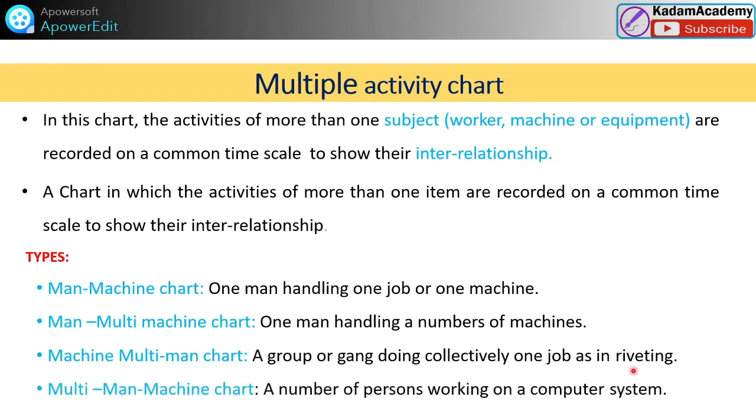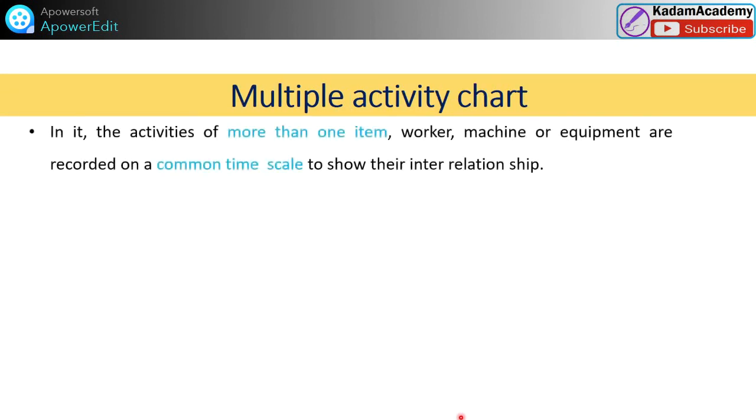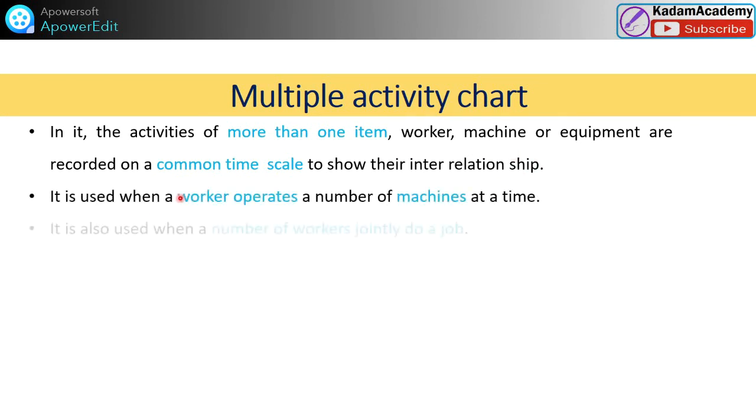Okay. Multi-man machine chart means what? Multiple men, and also machines are multiple. The number of persons working on a computer system in the software industry, you can see that activity. Okay. So this is the multiple activity chart, and in it the activities of more than one item or worker, machine, equipment. Already you are clear with this one.